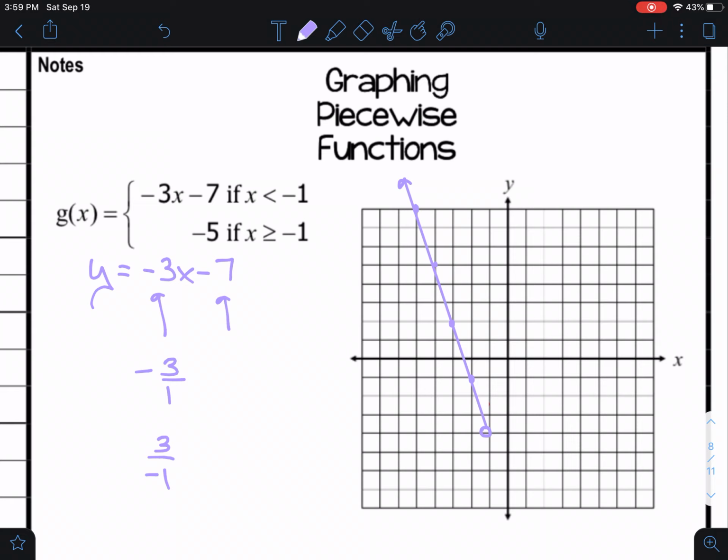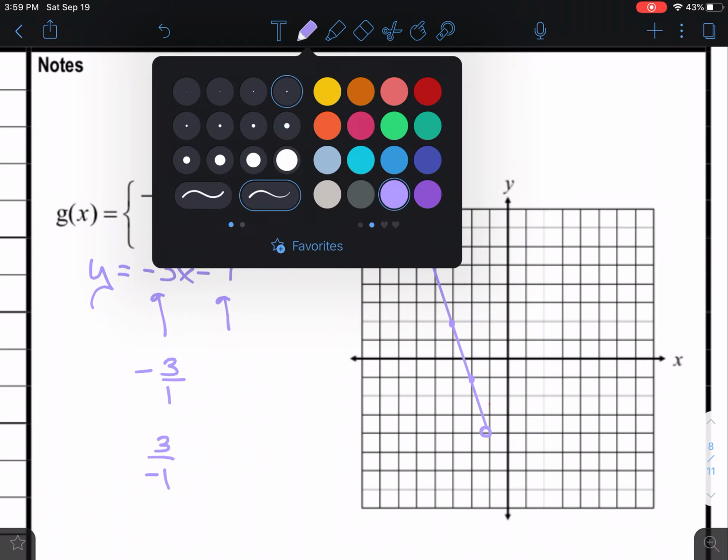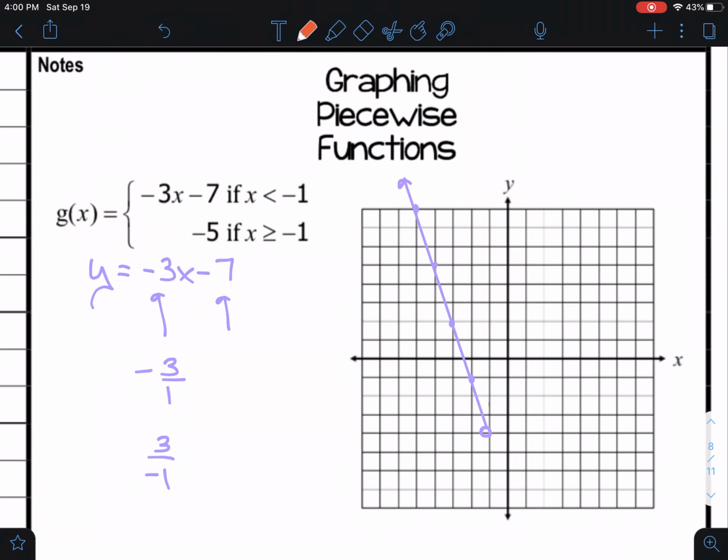Okay, so now I want to look at the second part of this function, the second piece. So that says this, negative 5. So g of x is equal to negative 5 if x is greater than or equal to negative 1. So again, that just means y equals negative 5. Now, if you remember, this is just a horizontal line at negative 5. So let's see, 1, 2, 3, 4, 5. So I have a horizontal line that goes across right here at negative 5.